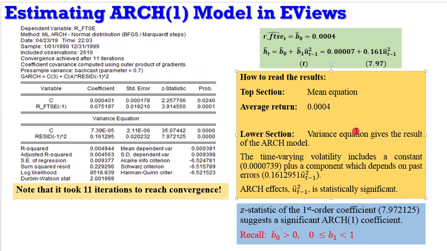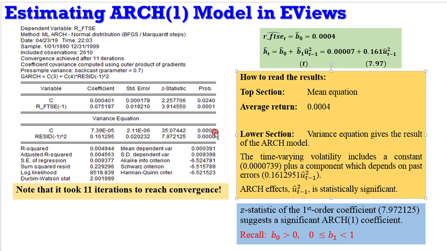So for the lower section, for emphasis, the variance equation gives the result of the ARCH model. This is the lower section we are talking about. The time-varying volatility includes a constant, which is this, and a component that depends on past errors, which is this. The ARCH effect is statistically significant. This is the coefficient, this is the z statistic, and this is the p-value. So the ARCH effect is statistically significant in this model.